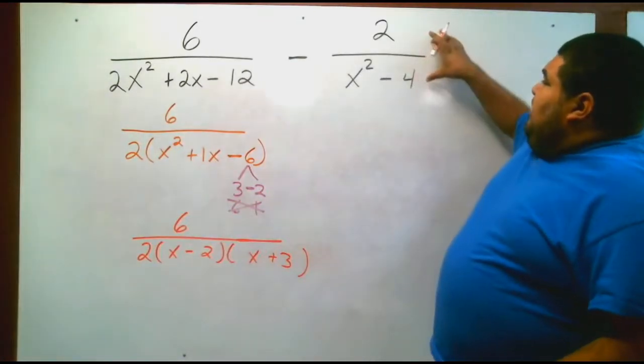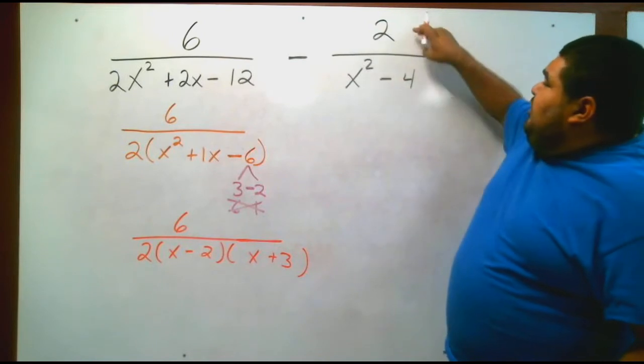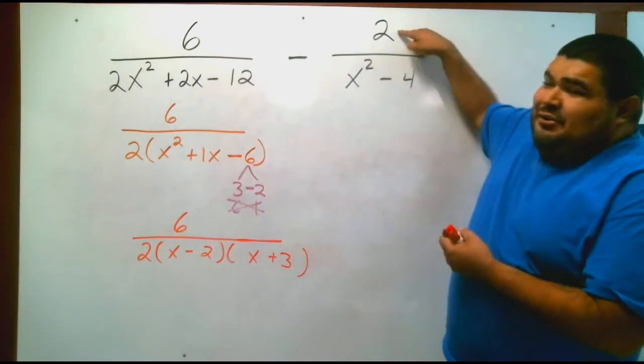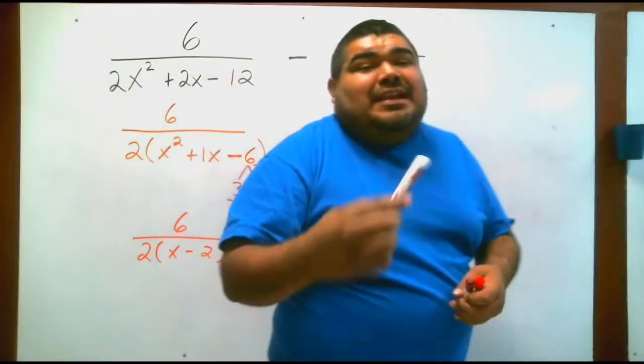Now we're going to do the same thing on the other side with the 2 and then the x squared minus 4. Again, the 2 can't be broken down, so we're going to leave it as it is.